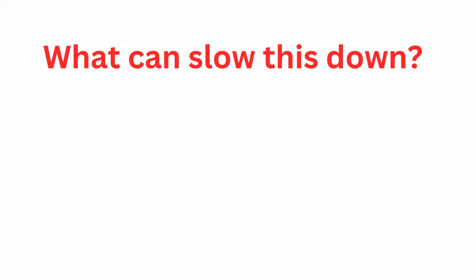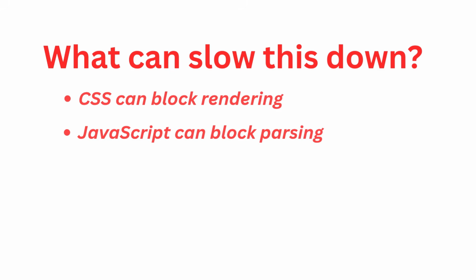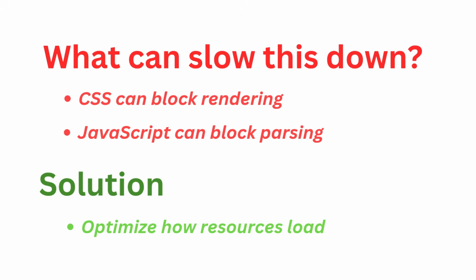Now, this process is not always smooth. CSS can block rendering because the browser needs styling before displaying content. JavaScript can block parsing because it may need to run before the DOM is fully built. That's why optimizing how resources load is so important.